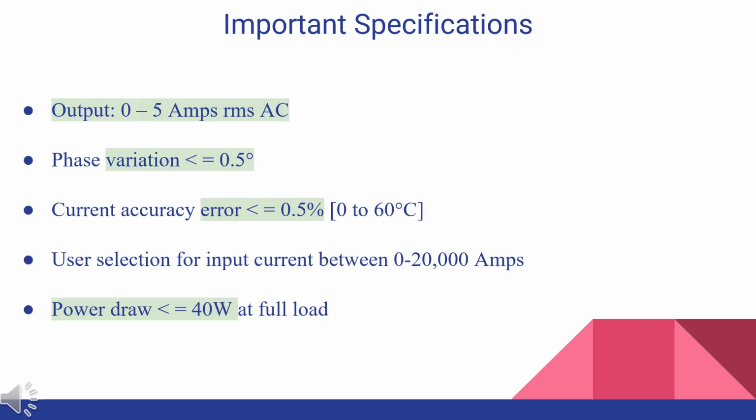The Rogowski Coil Integrator is capable of creating an output between 0 and 5 amps RMS AC current that is proportional but scaled down compared to the input current. The phase variation has to be below 0.5 degrees, and the current accuracy error has to be below 0.5% for ambient temperatures between 0 and 60 degrees Celsius. The user needs to be able to select input current values between 0 and 20,000 amps with 500 amp intervals through selector switches, and the power draw has to stay below 40 watts at full load.